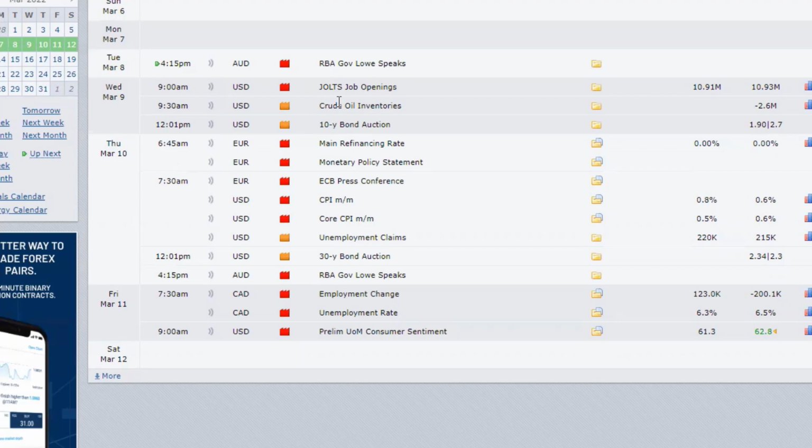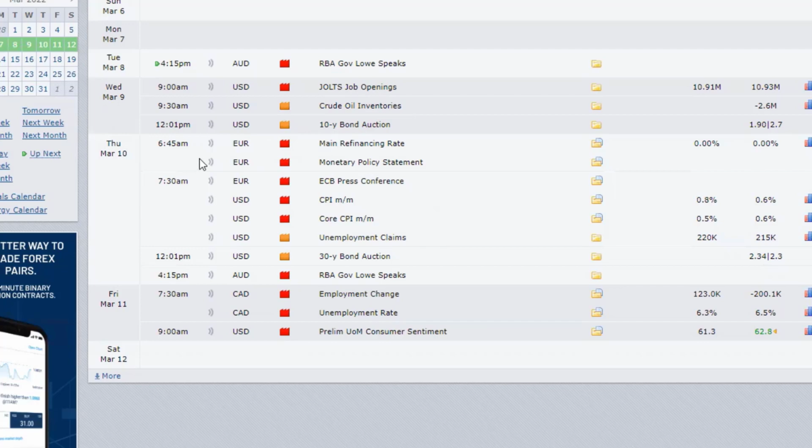Then on Wednesday, there's going to be job openings, and at 9:30, crude oil inventory, so USD CAD, crude oil, get ready right there on Wednesday. Then on Wednesday also, pretty much USD, Euro USD, gold, crude oil, any of the major currency pairs might actually experience some volatility on that Wednesday, so watch out for that.